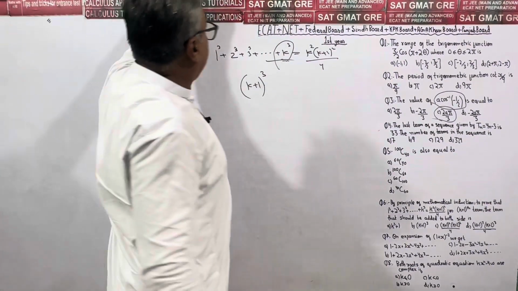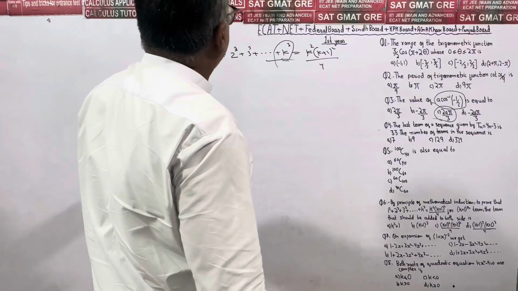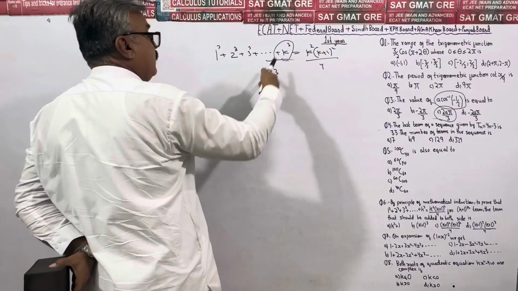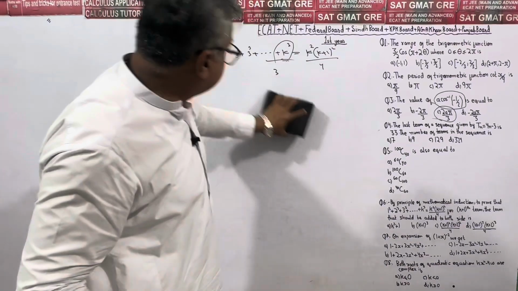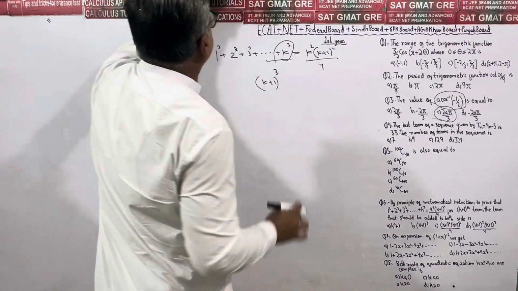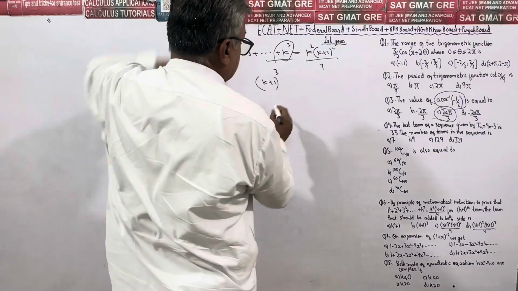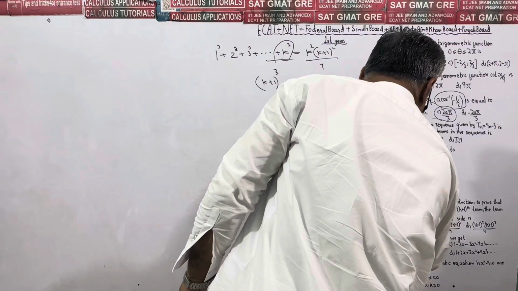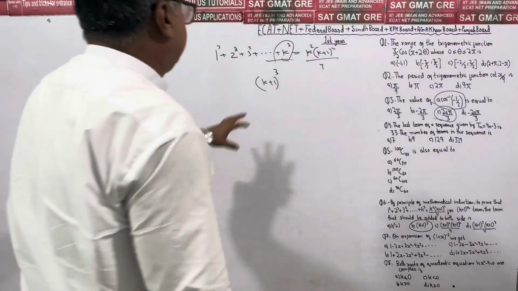Take the last term from the left hand side and replace every k by k plus 1. We have to add this on both sides. So our answer in that case is (k plus 1) whole cube, to be added on both sides.